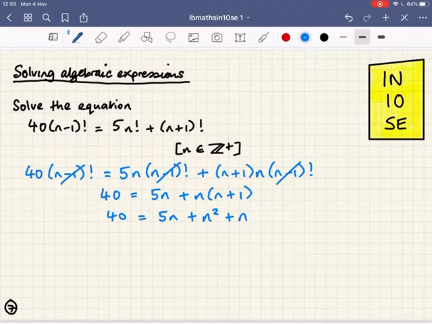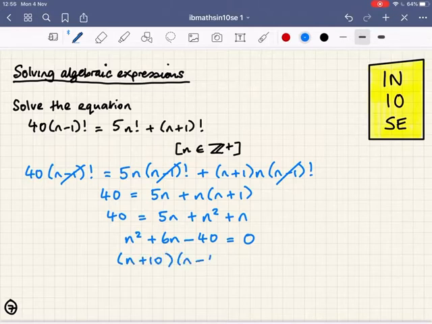So rearranging that, n squared plus 6n, and then take the 40 to the other side, minus 40 equals 0. Now again, a bit of factorising. You use the quadratic formula if you can't remember how to do that. But we end up with, in brackets, n plus 10 times n minus 4 equals 0.